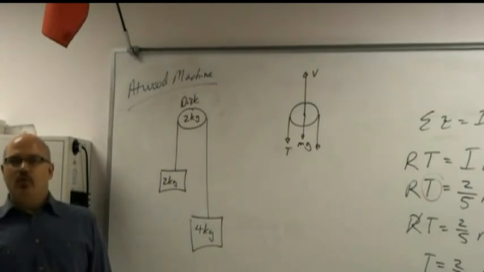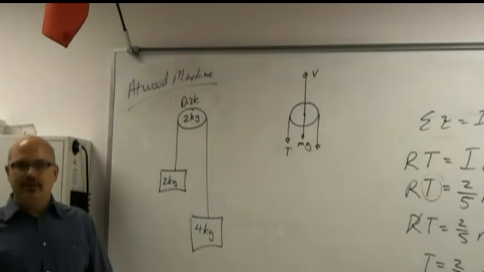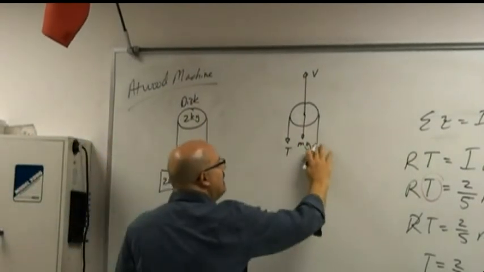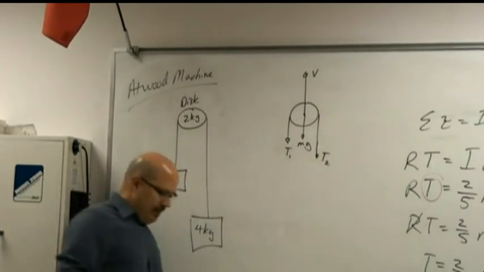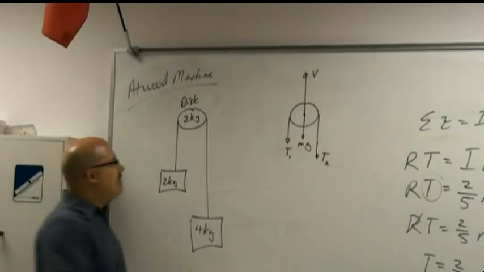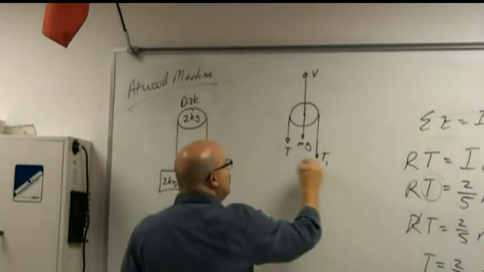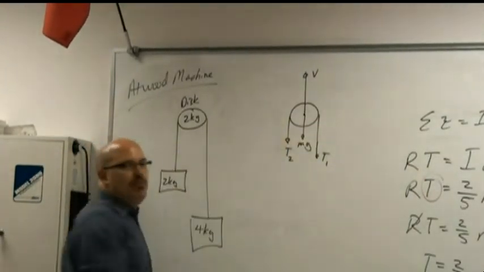But wait a minute. Will the pulley rotate? Yes. So what does that mean for the two tensions? One tension must be greater. Which one? The one on the right. So I'm going to make this one a little longer. I'm going to call this one T2 and T1. Actually, sorry, in my notes I did it the other way: T1 and T2. Now, these are not the same tension anymore.